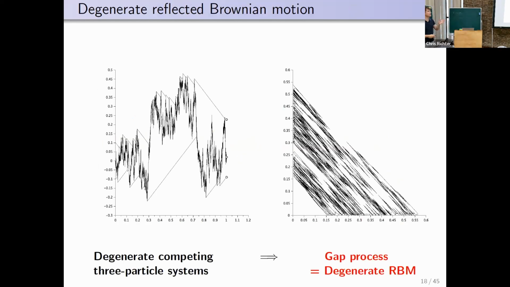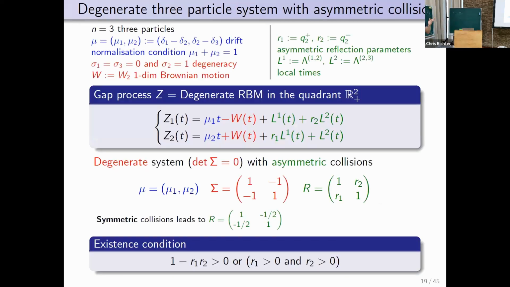And we are going to study this process. If you take a degenerate competing three-particle system and study the gap process, which is the distance between two particles, it will give you a degenerate reflected Brownian motion, which has this path. Okay, so we want to study this process, which is a degenerate reflected Brownian motion. I change the notation a bit to make it simpler.